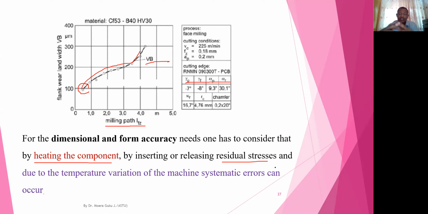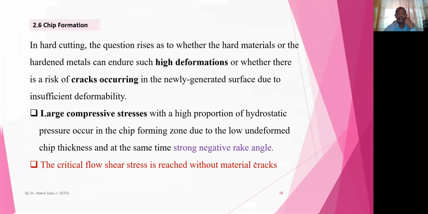It will facilitate easy removal of the chips from the hard workpiece material. So heating the workpiece material, heating the component, is one technique to reduce the tool wear or to allow easy material removal in hard milling operation. This will help in reducing residual stresses formed during machining.